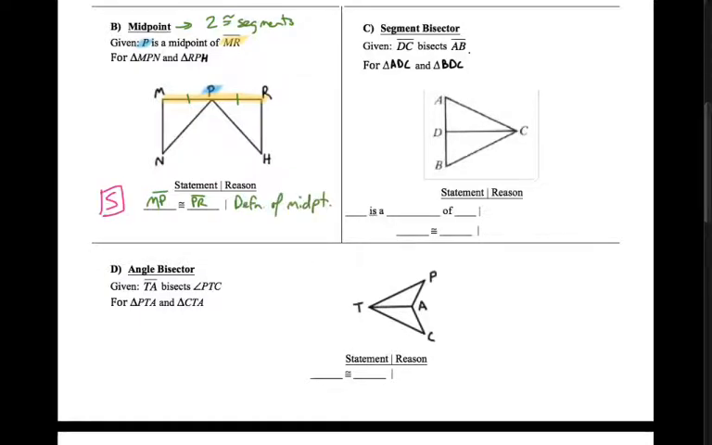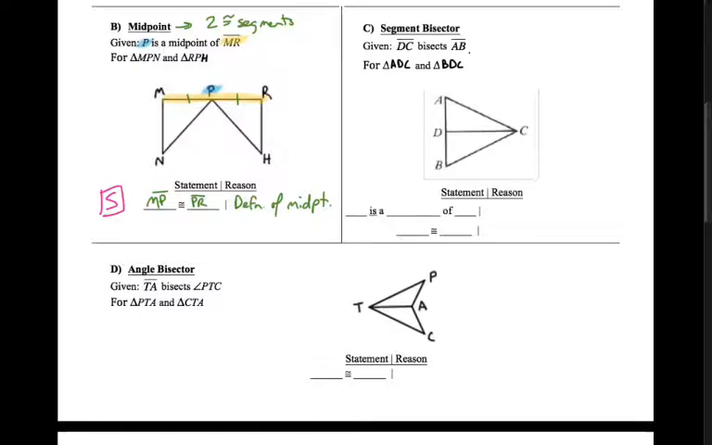Something that I want us to get into the habit of doing is, when we state that the side MP of this triangle is congruent with the side of this triangle, and the reason is given, I want you to mark that it is a side that we have said is congruent. Every time you have a midpoint, it's going to make two congruent segments.